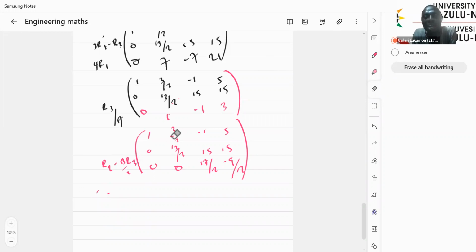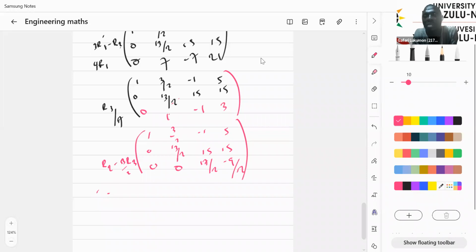Let's say how we can make this guy to be 0 as well. How can we? Because we want to make this guy to be 0. We want to make this to be 0. Okay, how can we do that? Anybody? Let me make this guy to be 0. Anybody, any idea?